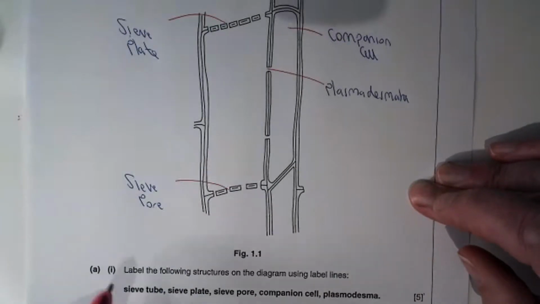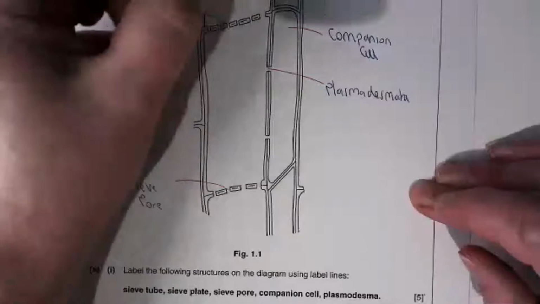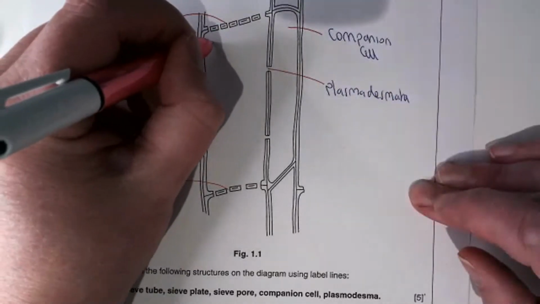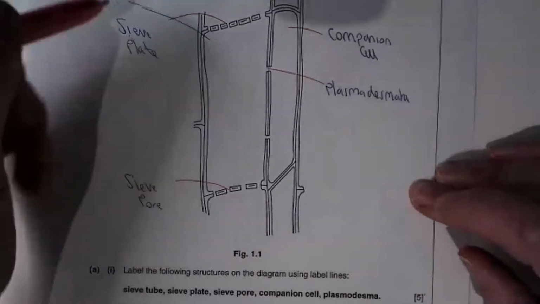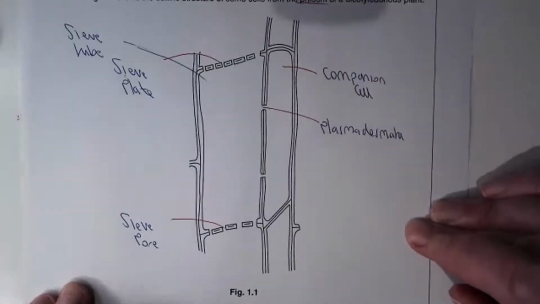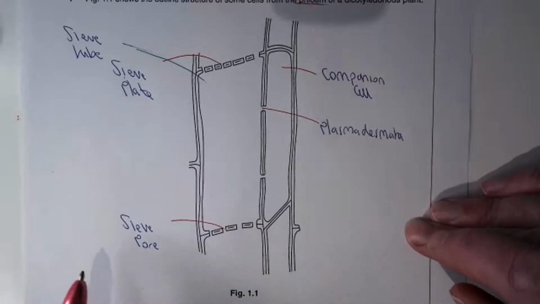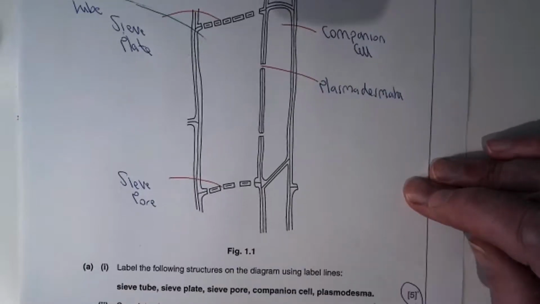And finally, the sieve tube. Well, we've got the companion cell. So this cell here is the sieve tube. Okay, so we've labelled all 5 parts, and the question's worth 5 marks.